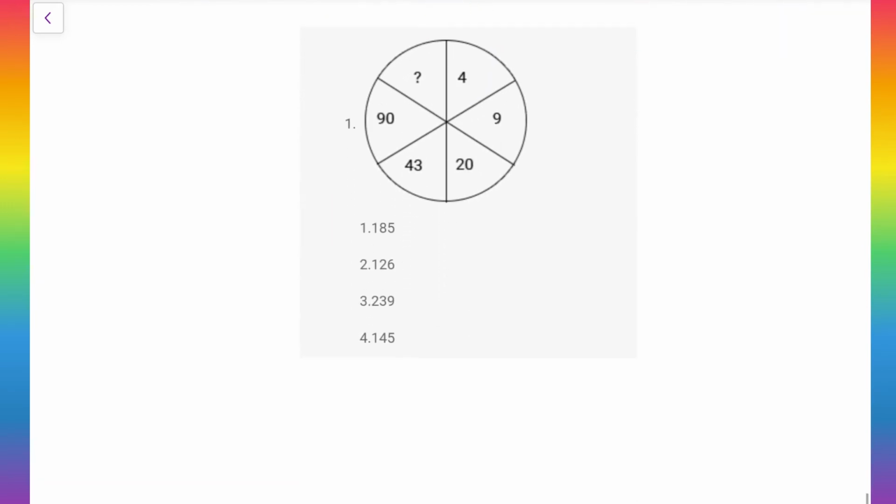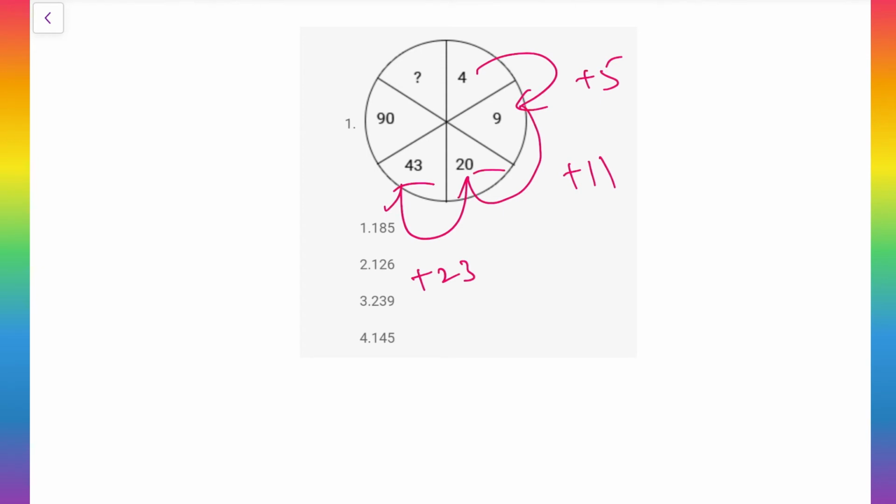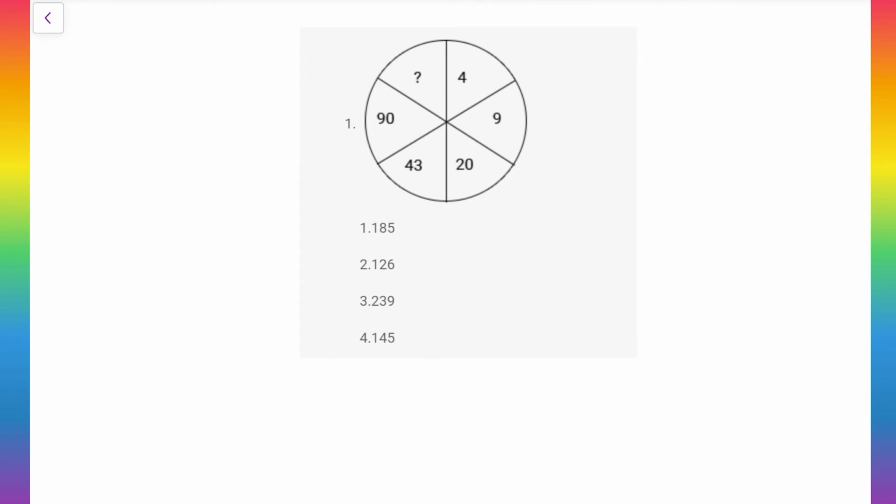Okay, the next question we have something like 4, 9, 20, 43, 90 and so on. Some pattern should continue like this. For 4 if I add 5 we will get 9. For 9 if I add 11 we will get 20. 5 and 11. Then next for 20 if I add 23 I will get 43. 5, 11, 23, no logic. Next I will go with multiplication.